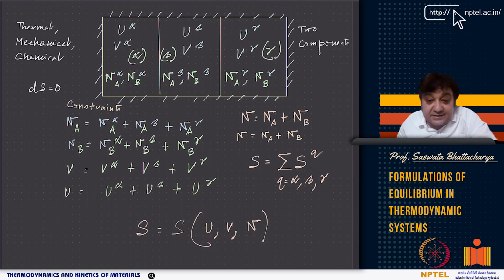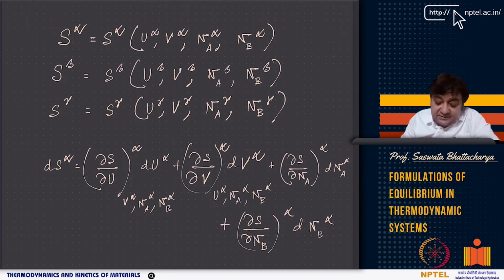S itself is an extensive function, or additive function, and it is a function of these three. So S itself is a function of three extensive parameters. That's what we are writing: U, V, and N. And as you can see, total U, total V, and total N in this isolated system are conserved.